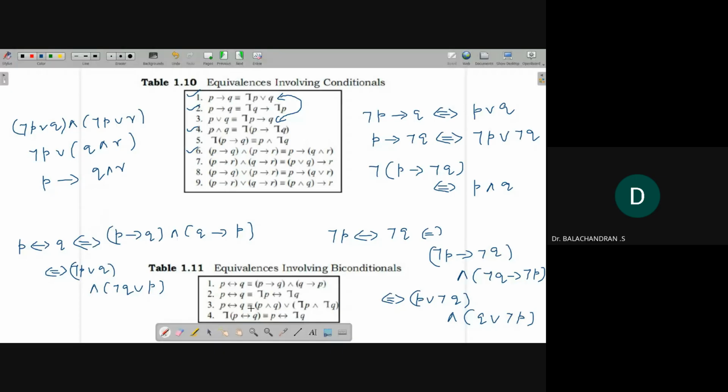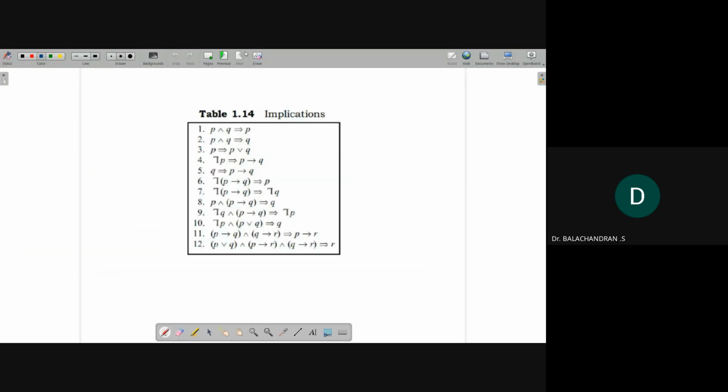Okay, P biconditional Q. But in the examination, you can replace it directly; there is no need to prove. P biconditional Q is equivalent to P and Q, or negation P and negation Q. And the fourth one, negation of P biconditional Q is equivalent to P biconditional negation Q. Please check 3 and 4.